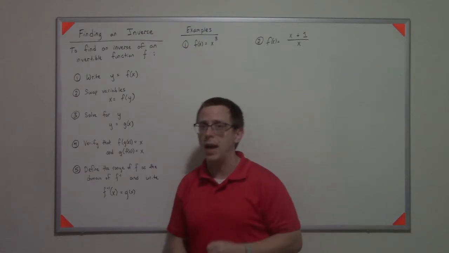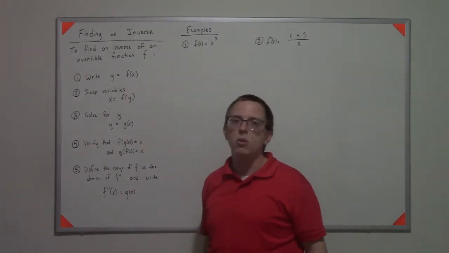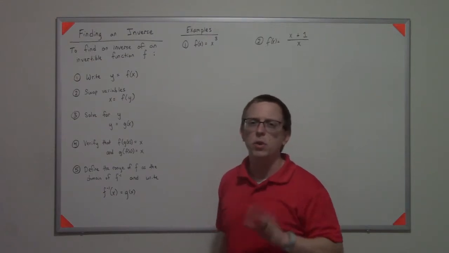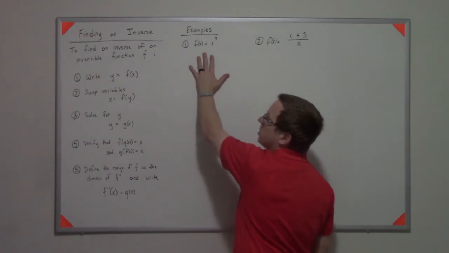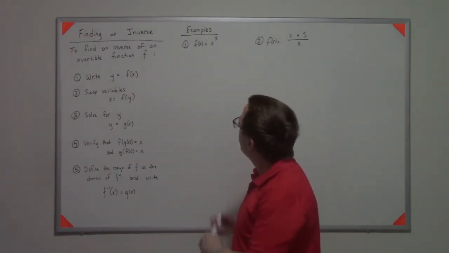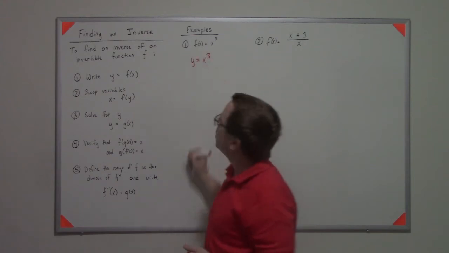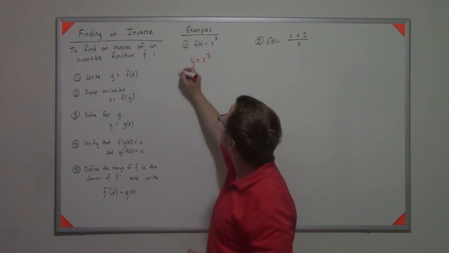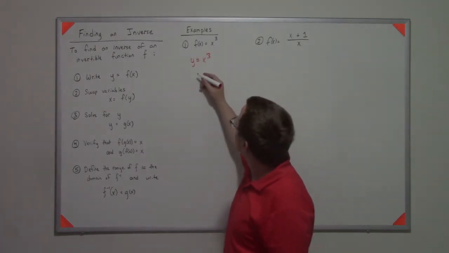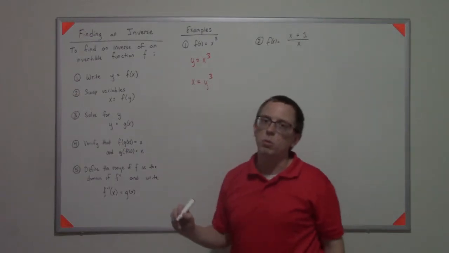But once you've done that, the first thing you want to do is write y equals the function. Writing y equals f of x is kind of confusing, so I'm going to do it alongside this specific example. I'm going to say y equals x cubed. That's step 1 here. The next thing you're going to do is swap the variables x and y. You're going to rewrite it as x equals y cubed.